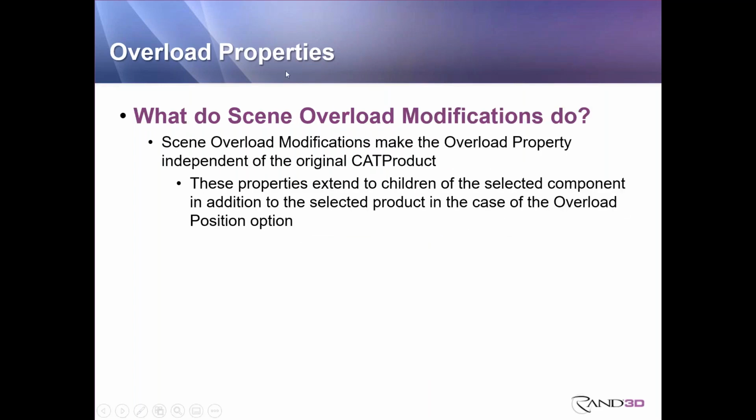Okay. So what do scene overload modifications do? Scene overload modifications make the overload properties independent of the original CATIA product. So these settings are independent of the original assembly. These properties extend to the children and selected component in addition to the selected product in case the overload property option. So if you choose a subassembly, it automatically applies to all the parts that are inside that subassembly if you overload those settings.